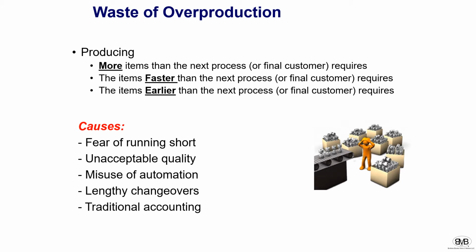When we talk about waste of production, we're talking about producing more items than the next process or final customer requires, producing the items faster than the next process or final customer requires, or producing the items earlier than the next process or final customer requires. Some of the causes for this are fear of running short, unacceptable quality, misuse of automation, lengthy changeovers, or traditional accounting.